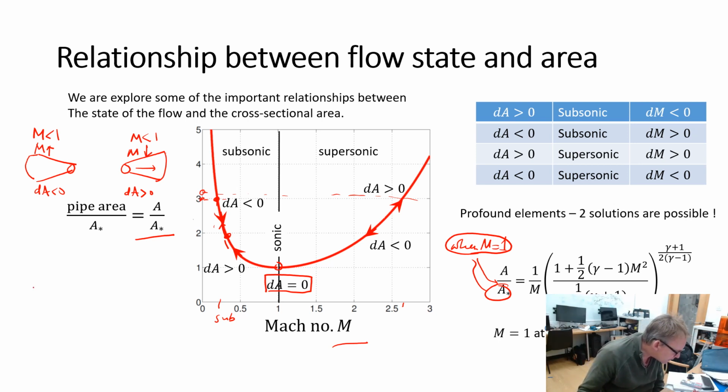Let's have a look to see how that picture changes as we work with supersonic flows. So supersonic flows, Mach number is now bigger than 1. We've got an area which is decreasing, we're squashing the flow, so dA is negative, and we're coming on the left hand side, like that. And what we see here is that M decreases. So that's opposite to the case of a subsonic flow.